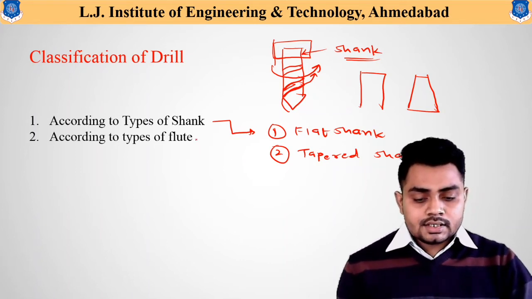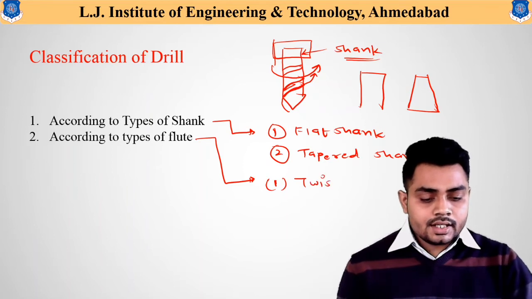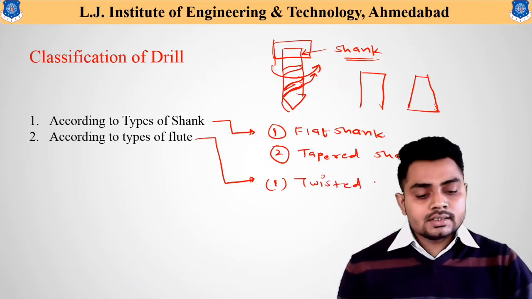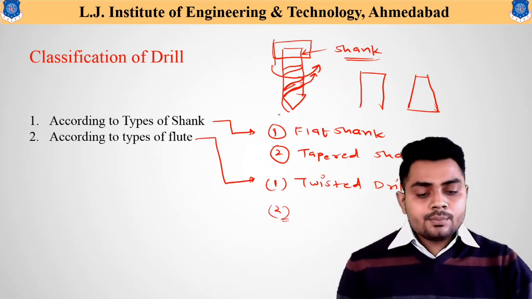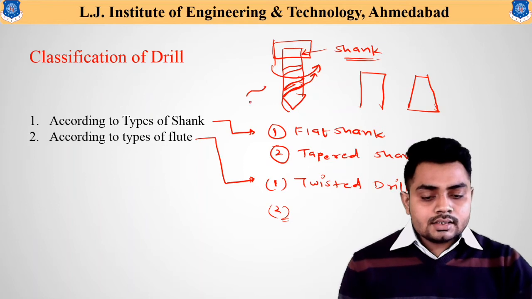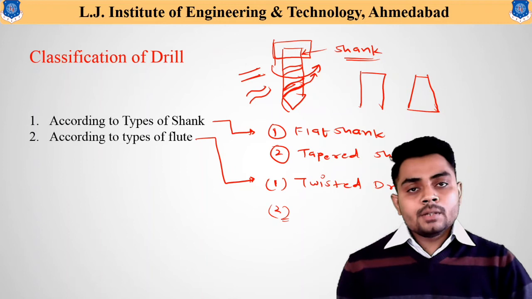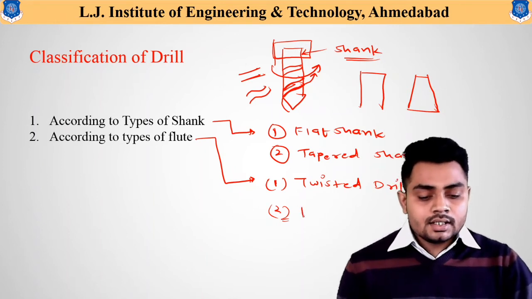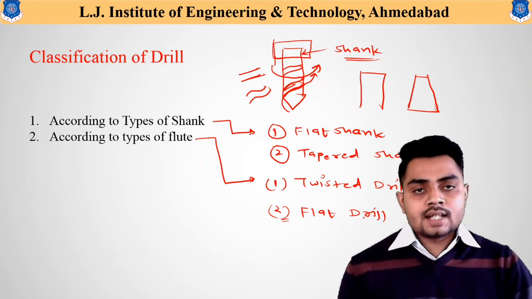The first one is the twisted flute, and that's why that drill is called the twisted drill. And some drills, rather than this twisted shape, have straight flutes, which are the flat shapes. That's why those drills are called flat drills. So this is how, according to the flutes, these drills are divided.